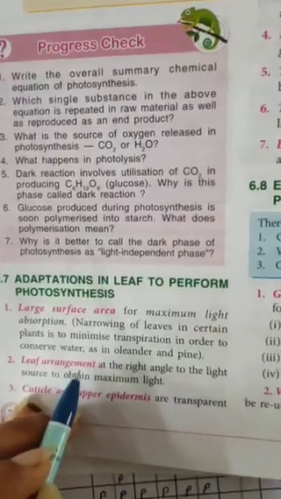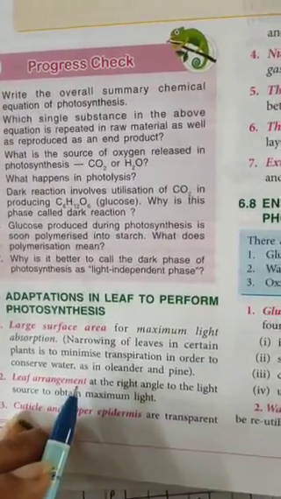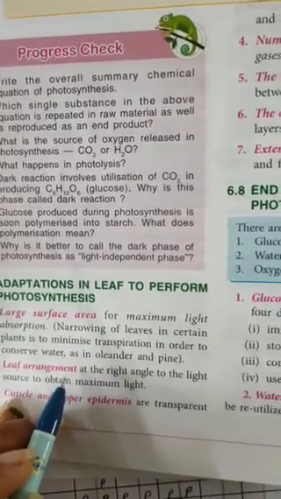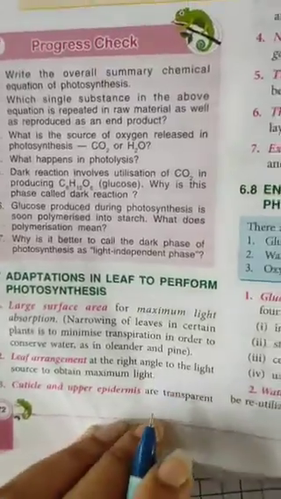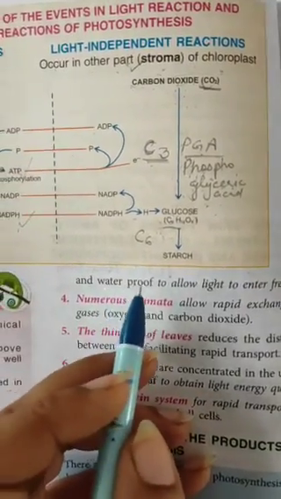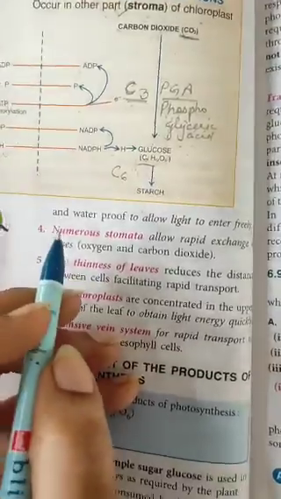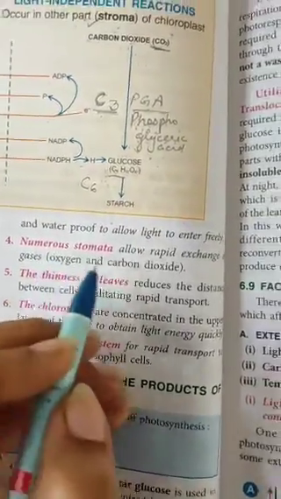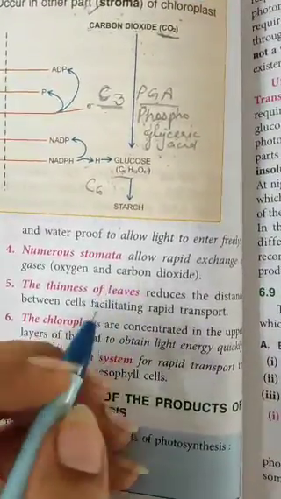Second, arrangement of leaves. The leaves should be arranged in such a manner that each and every leaf gets proper sunlight. Number 3, cuticle and upper epidermis. Upper epidermis and cuticle should be thin, transparent and waterproof so that they can easily allow light to pass through. Then comes number of stomata. Numerous stomata. More number of stomata will lead to more exchange of gases.